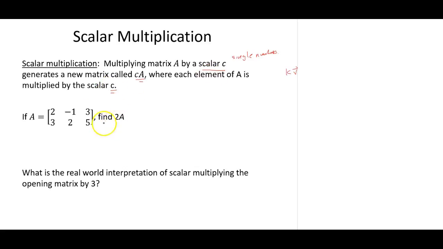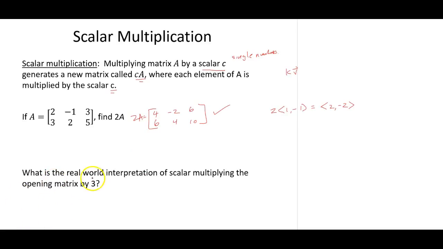So if I have A here, and I want to find 2A, I simply double all the entries. So 2A would be 2 times 2 is 4, 6, negative 2, 4, 6, and 10. And if you recall, when we did scalar multiplication of a vector, if I had 2 times this vector here, I'd have a new vector, which is just all the components scalar multiplied.